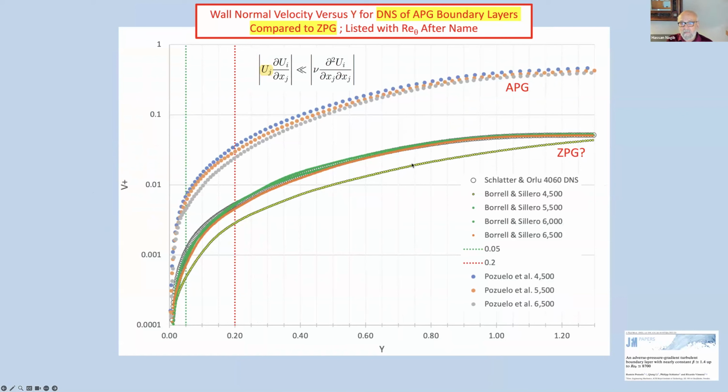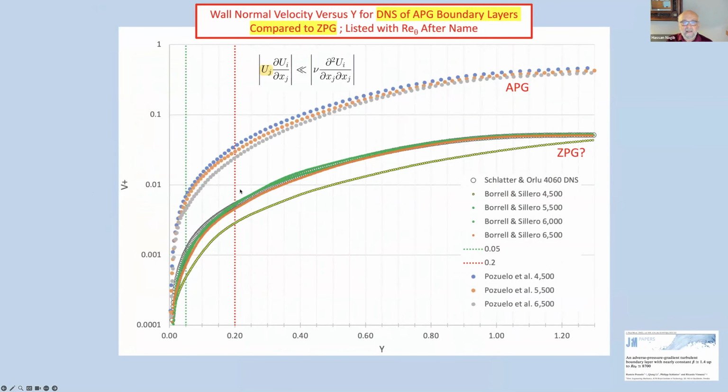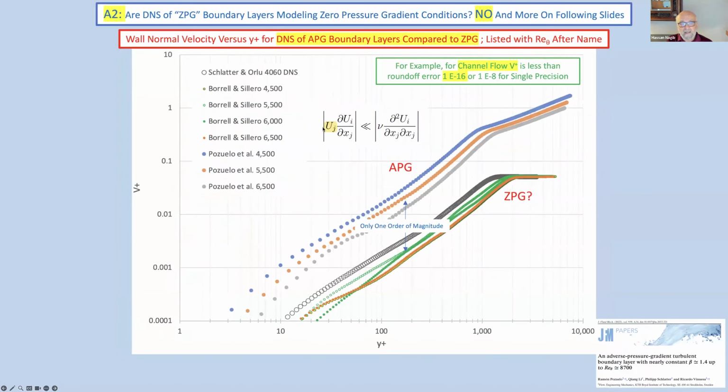Forgetting this low Reynolds number case, they're quite substantial V's. And they are not much smaller than the U, and you know the APG boundary layer is growing a lot more. If you compare them on a log scale, it's only one order of magnitude different in this UJ. In channel and pipe flow, the V is machine accurate.